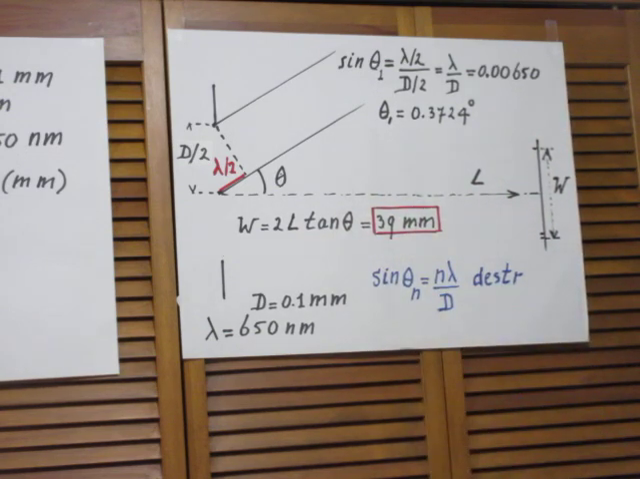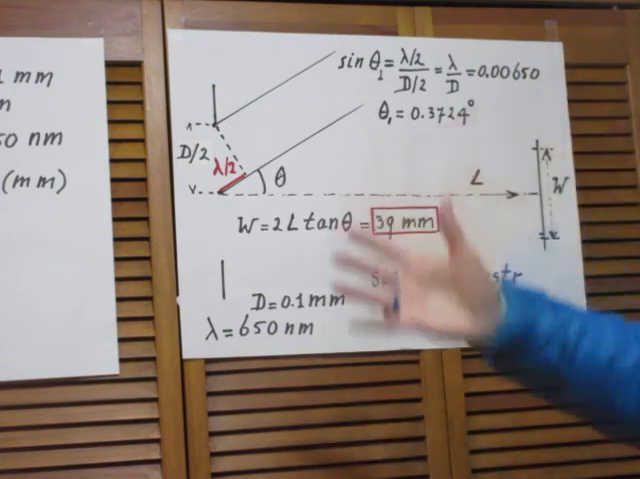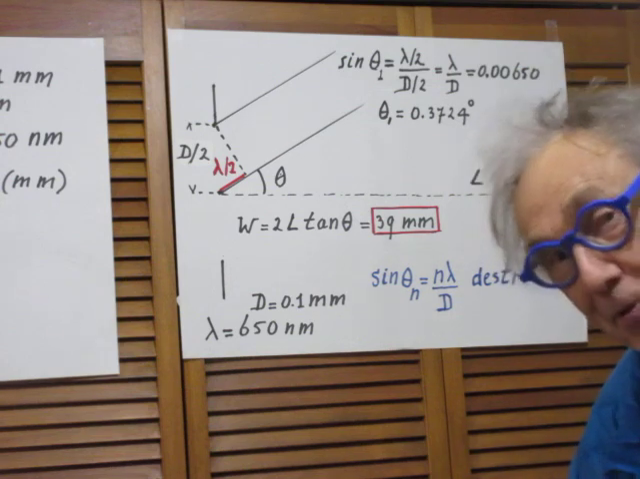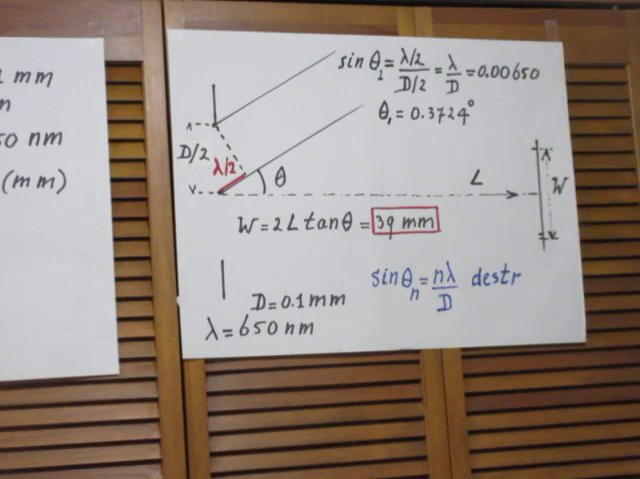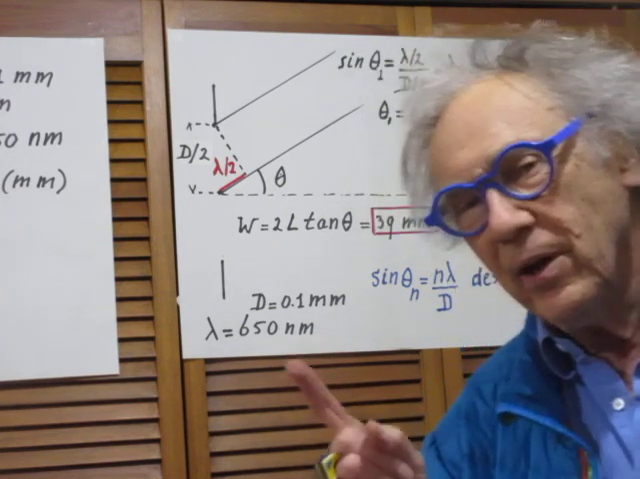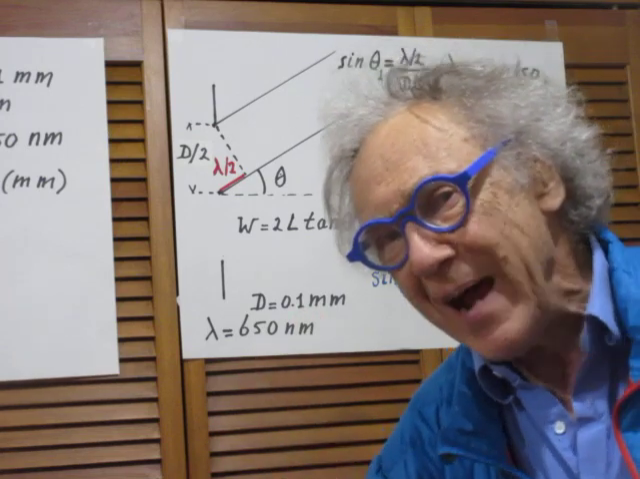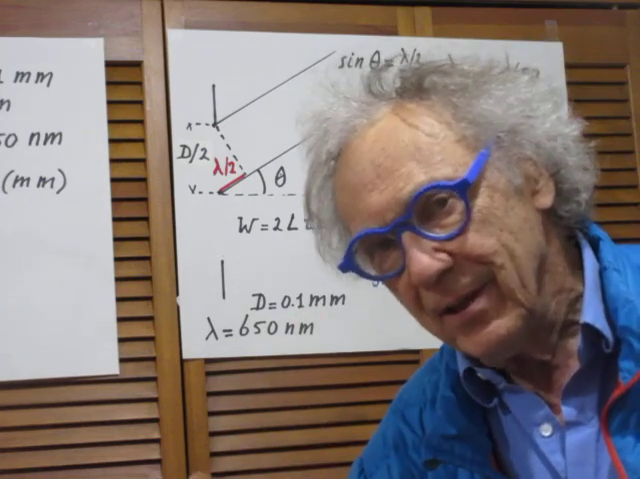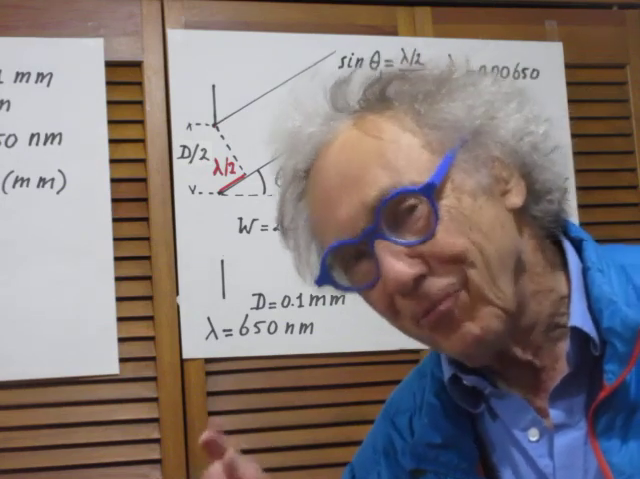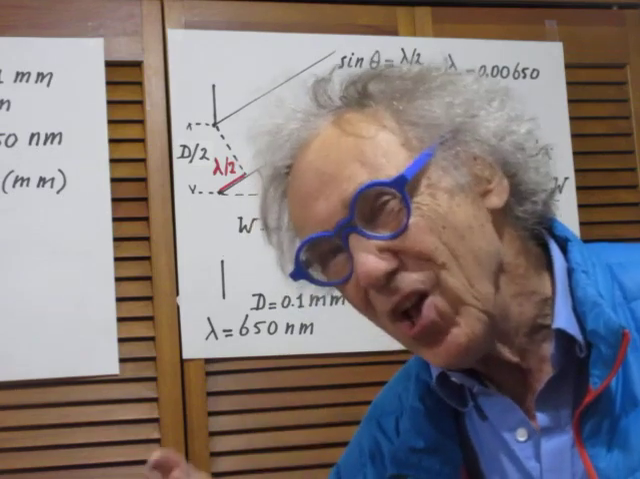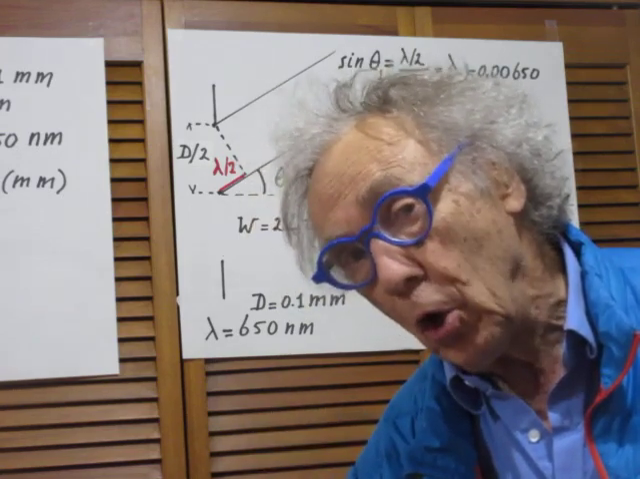By the way, the tangent theta is also, to a high degree of accuracy, exactly the same as the sine of theta. You try it, you will see that that's always the case for small angles. And so you'll find then that W is 39 millimeters. Think about that for a minute. It is 390 times larger than the slit width. That's the consequence of diffraction. Amazing, isn't it? 390 times larger.